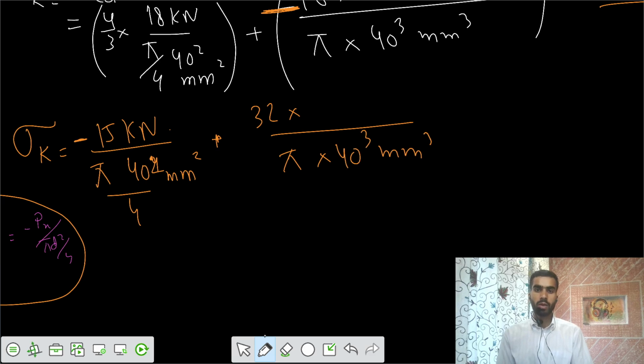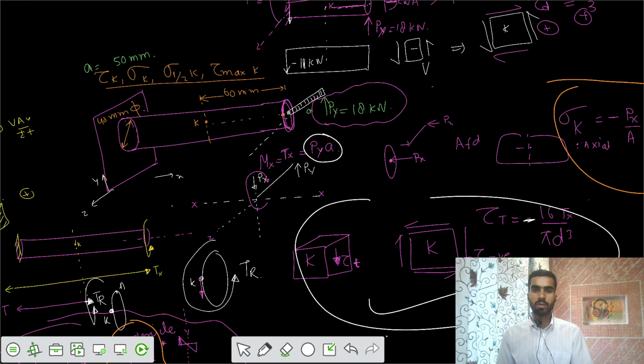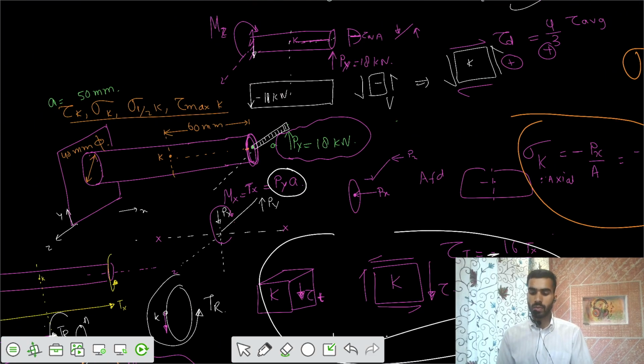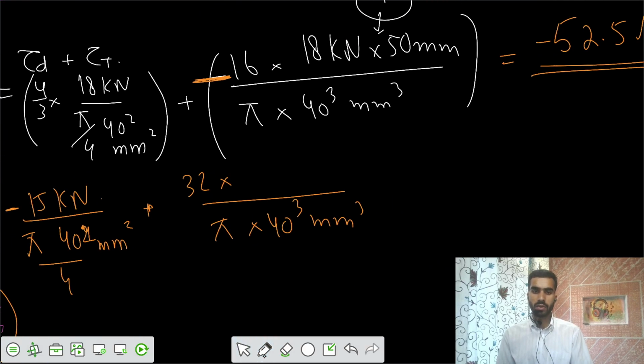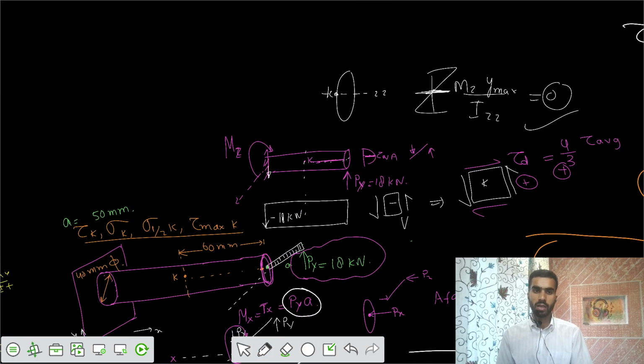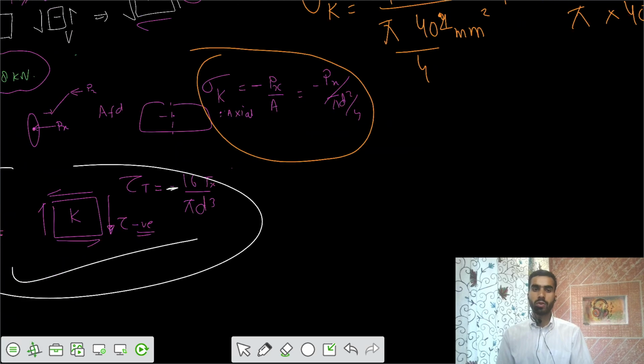But what is the value of My? We don't know the value of My. The value of My was because of the load in the x direction. So My is equal to Px into a. The value of Px equals 15 kilonewton into a. Is it 50 or 40? 50 millimeter. So this is your My. 32 M by pi d cube, and this was your tensile sigma.